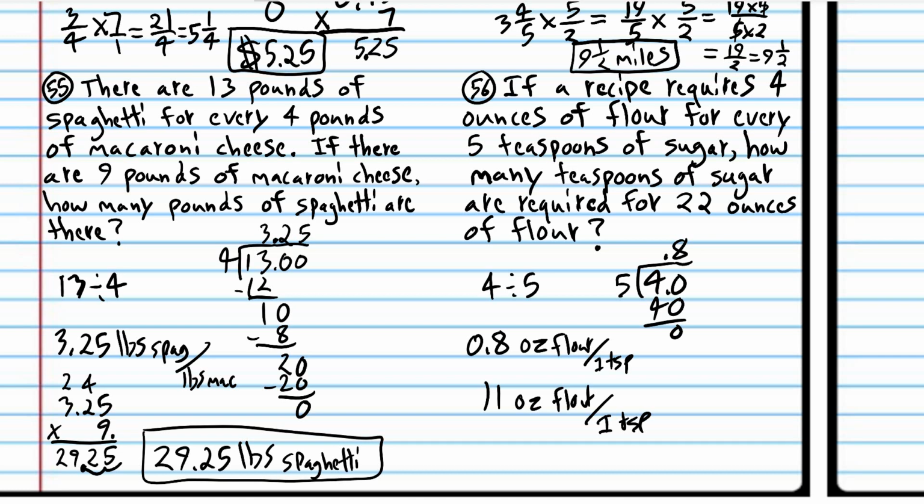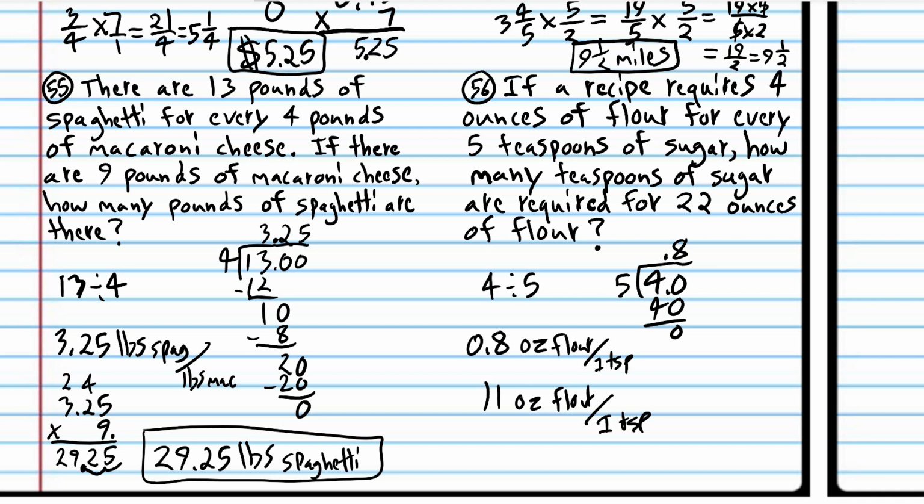I'm going to say that one more time if you didn't catch that. There are 11 ounces of flour for every 1 teaspoon of sugar. We have 22 ounces of flour. So which operation do we use to figure this out? This is not giving us the answer. This is just telling us what operation to use. And if you said the answer is 2 teaspoons, then you were correct. But how do you get 2 teaspoons of sugar?